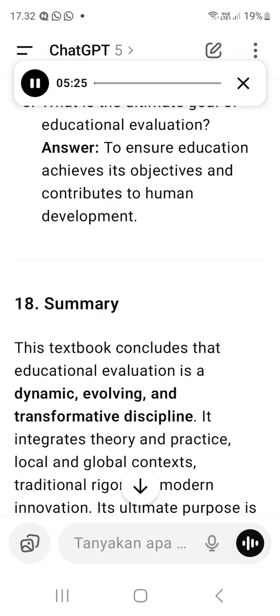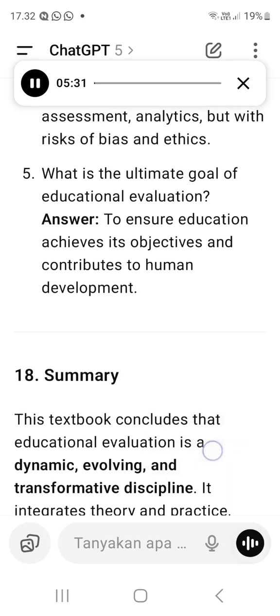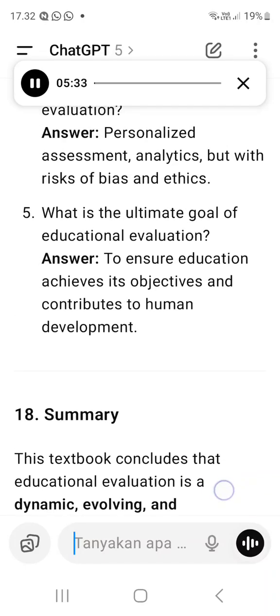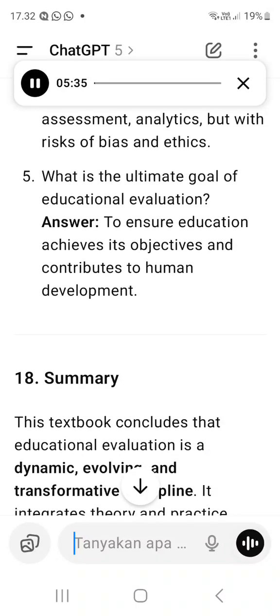Four, what role will AI play in the future of educational evaluation? Answer: personalized assessment and analytics, but with risks of bias and ethics. Five, what is the ultimate goal of educational evaluation? Answer: to ensure education achieves its objectives and contributes to human development.